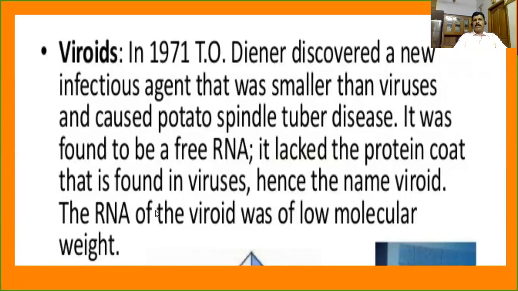The second one is called viroids. Dear students, in 1971, a famous scientist named T.O. Diener discovered a new infectious agent called viroids. What are the characteristic features of viroids? They are smaller than viruses. They are also infectious. They may cause an important disease called potato spindle tuber disease. It was found to have free RNA as the genetic material. It lacked the protein coat.